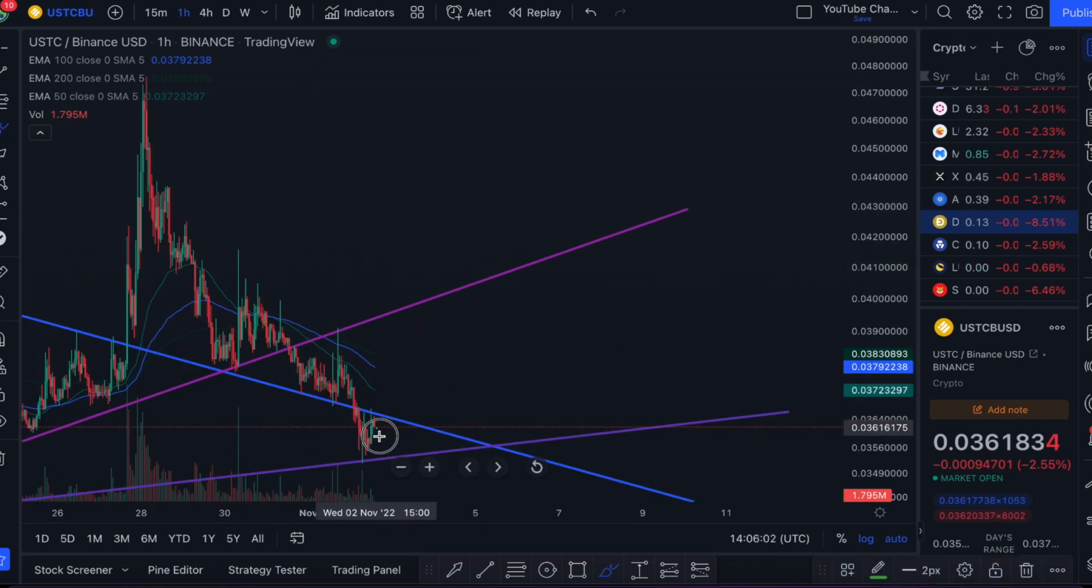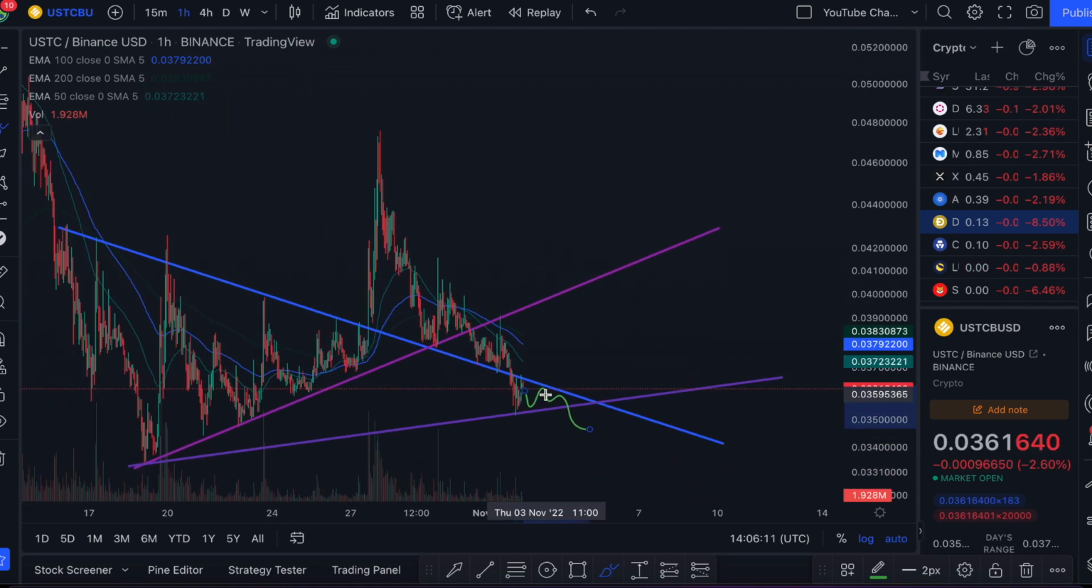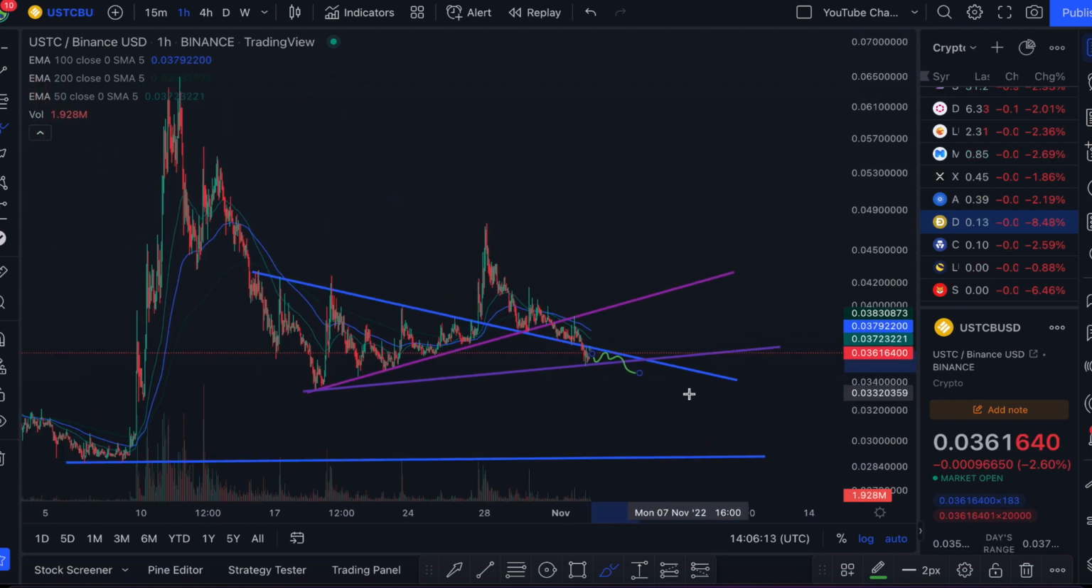So if we do something like this, where we cannot flip this resistance, the blue line here, and we lose the support on the purple line, and we do something like this, then that to me is extremely bearish, because quite honestly, I do not see another support until we get down to this 2.8 cents region here on USTC. If we cannot hold this purple support that we have going here, then of course we could see the price do something like this over the coming days and weeks, where it just gradually makes its way down to there.